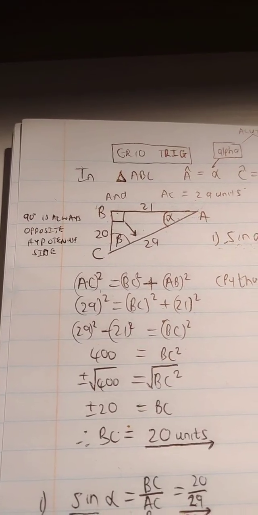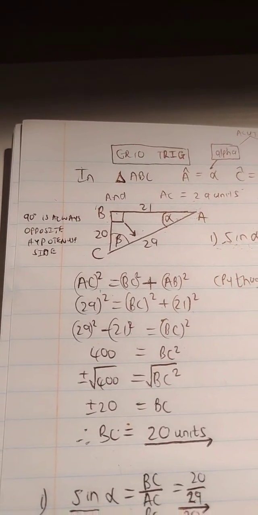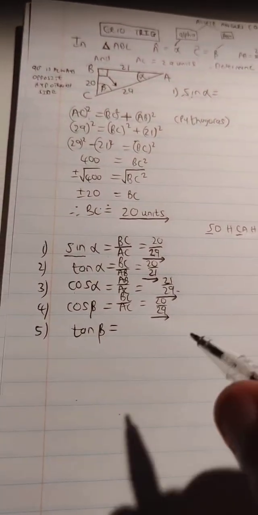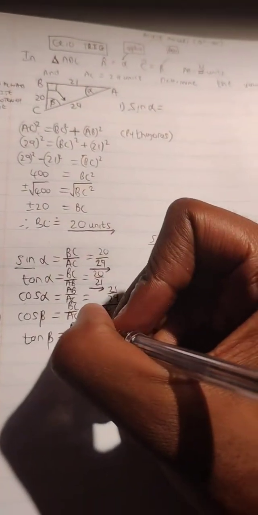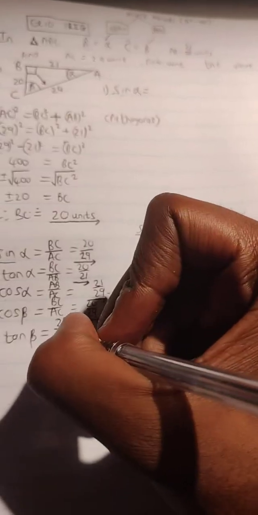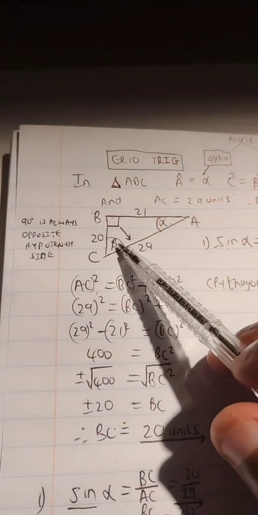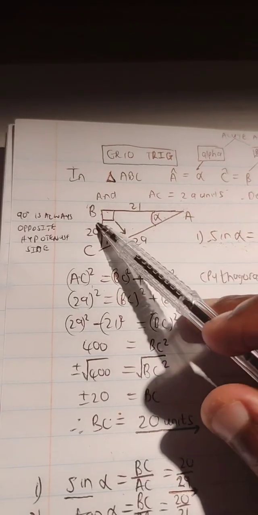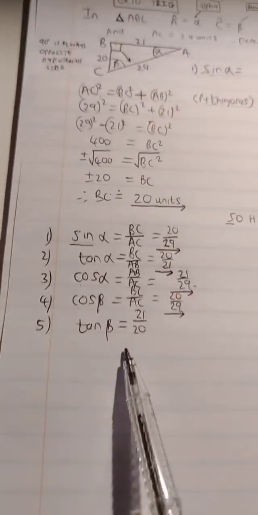Exactly. Opposite side is 21, adjacent is 20. Very good. We have 21 over 20. In relation to this angle, this is the opposite side, and in relation to this angle, this is the adjacent side. Very good.